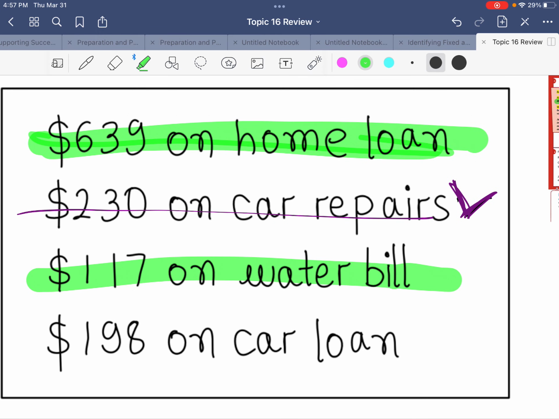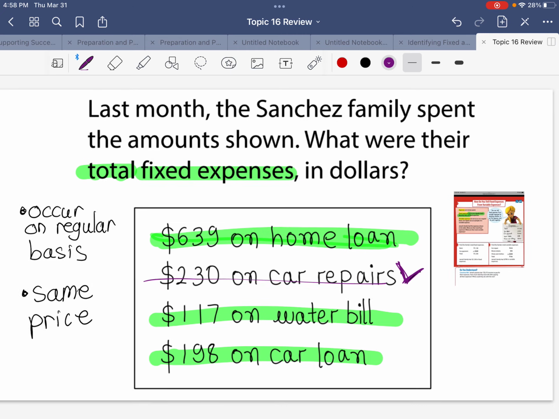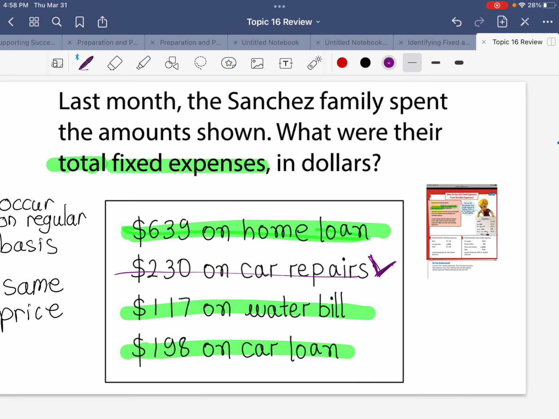Okay, a car loan is like a car payment. You pay that every month on the same day, and it's always the same price. So I'm going to highlight this. So everything I highlighted, those are fixed expenses. So now I'm going to add them.